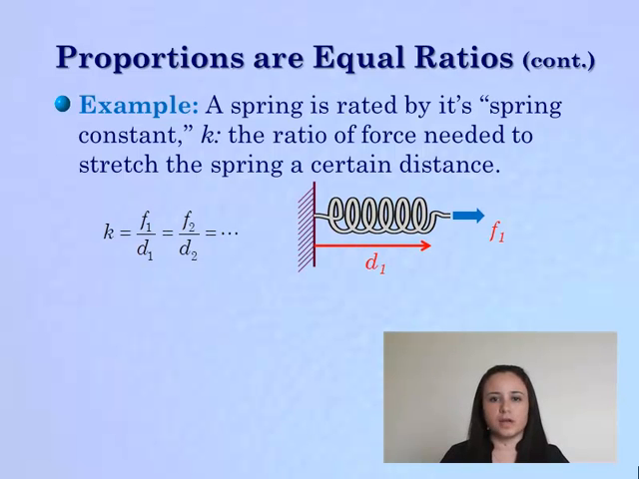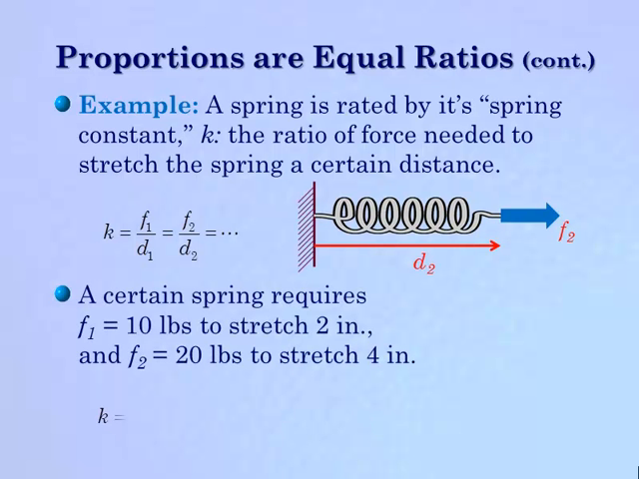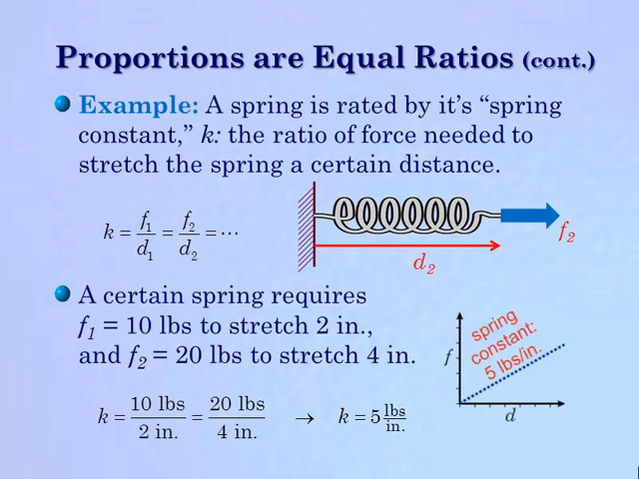So let's look at that spring a little more closely now. A certain spring requires F equals 10 pounds to stretch 2 inches, and a force of 20 pounds to stretch 4 inches. So we can set up two different ratios, right? 10 pounds to 2 inches and 20 pounds to 4 inches. I believe that you can see that the value for both of those is 5 pounds per inch. There's a constant proportionality present in this relationship.